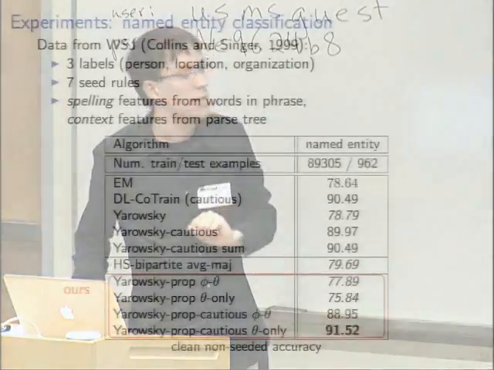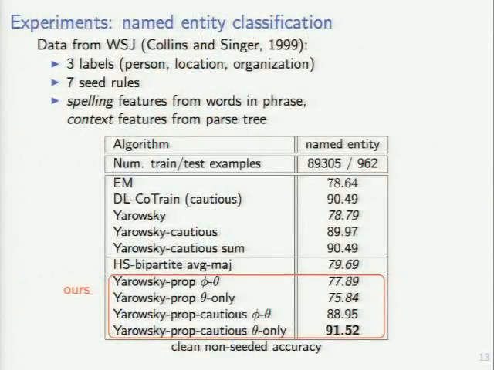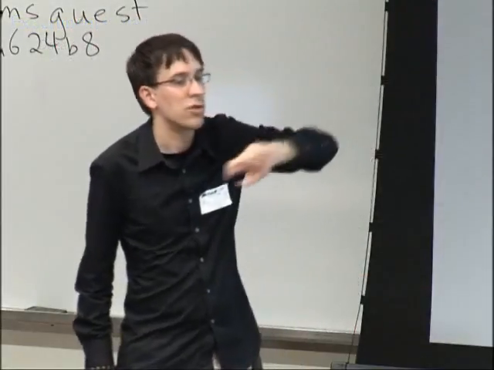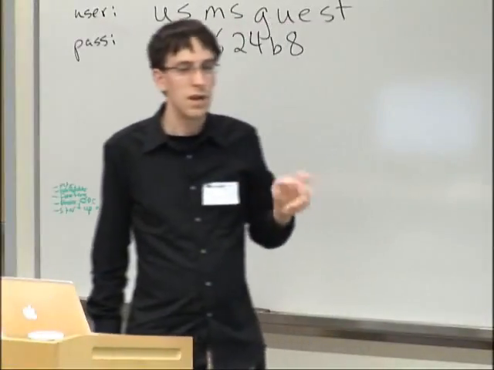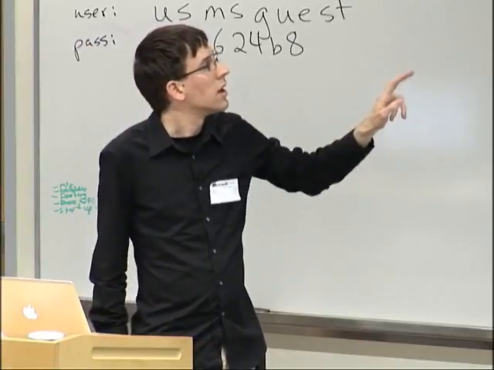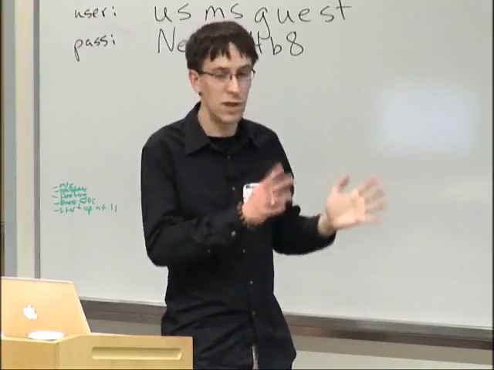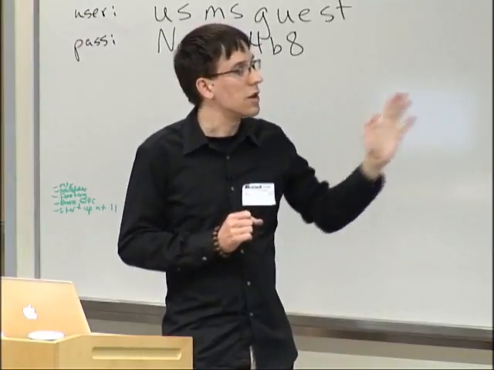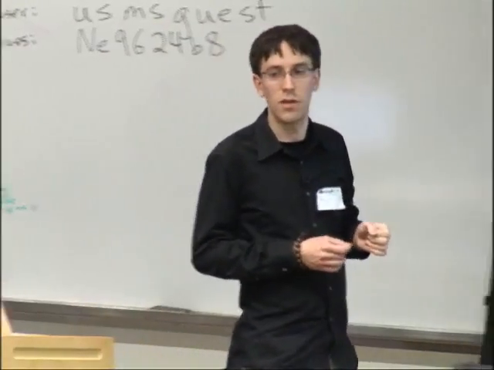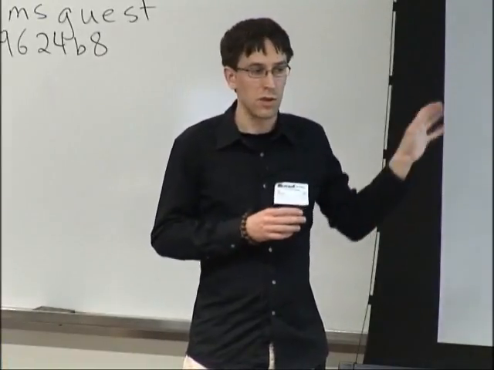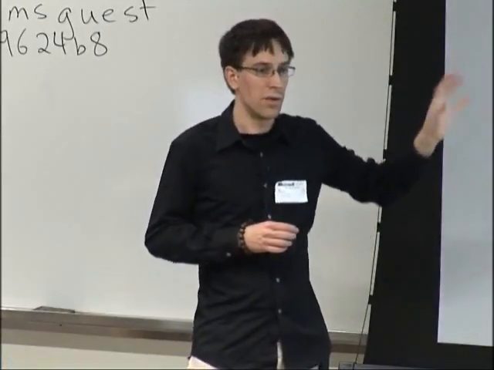The second task is this named entity classification from Collins and Singer. And in this case, we have 3 labels: person, location, and organization, 7 seed rules with some for each label. And the features are spelling features, which are from the phrase we're classifying, and context features, which are extracted from a parse tree of the sentence. So particular words nearby in the tree and the relative position in the tree.